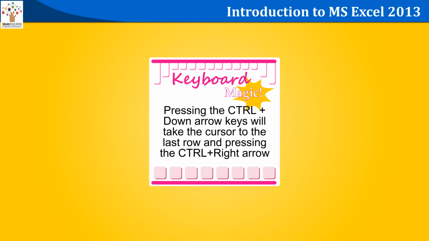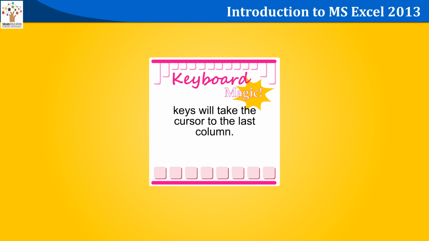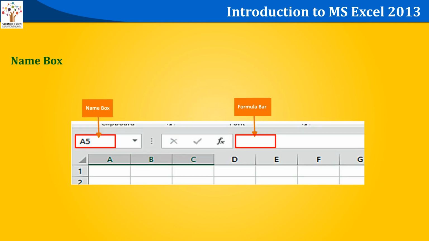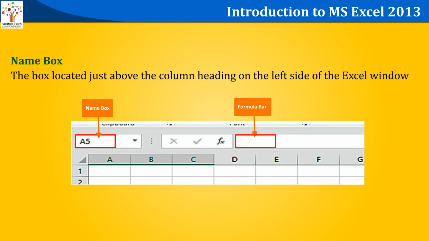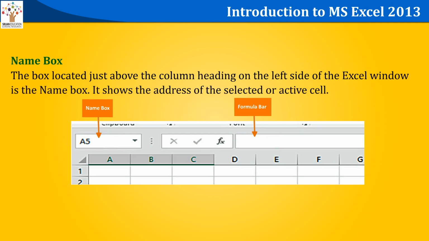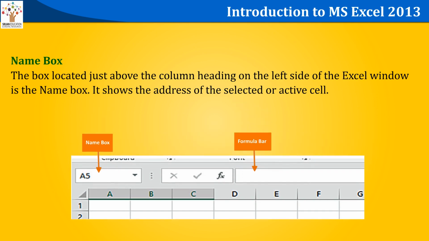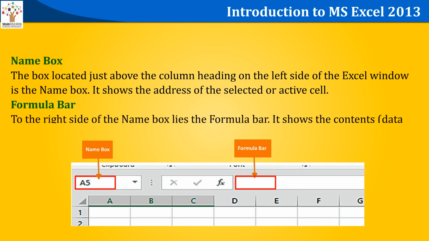Keyboard magic. Pressing the Ctrl plus down arrow keys will take the cursor to the last row and pressing the Ctrl plus right arrow keys will take the cursor to the last column. Name box. The box located just above the column heading on the left side of the Excel window is the name box. It shows the address of the selected or active cell. Formula bar. To the right side of the name box lies the formula bar. It shows the contents, data and formula of the active cell.